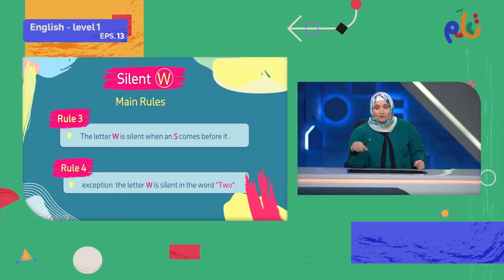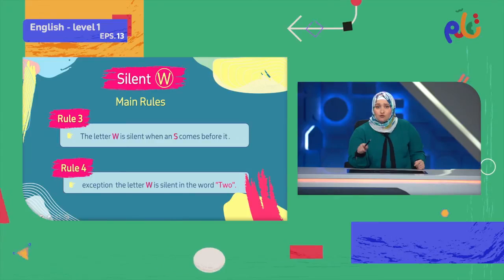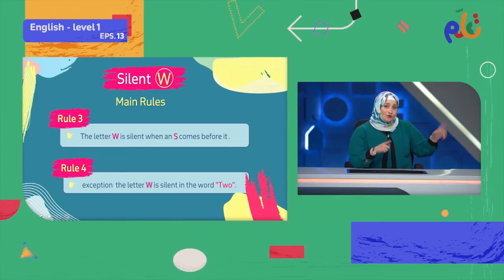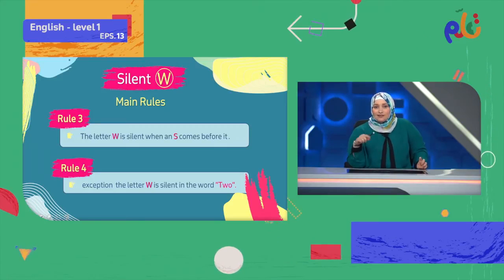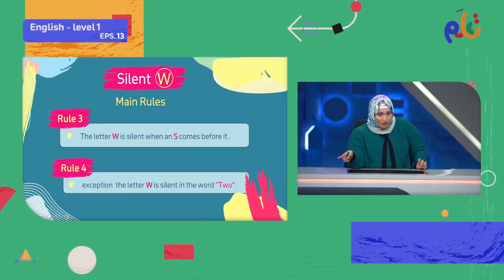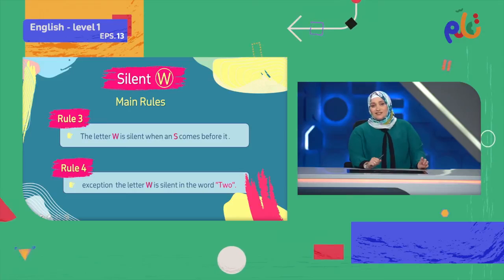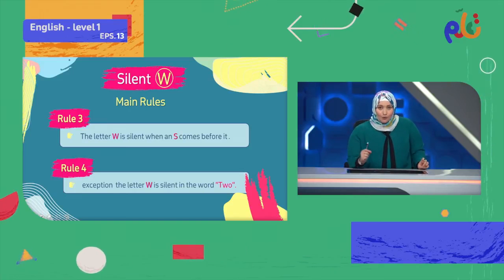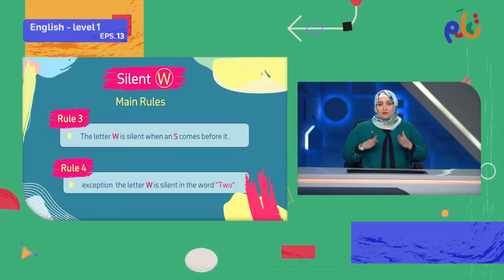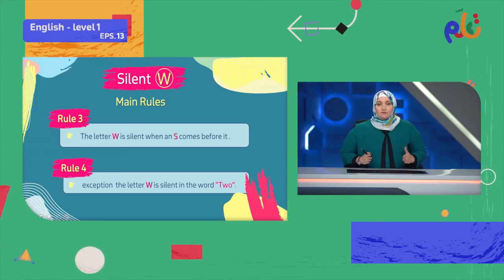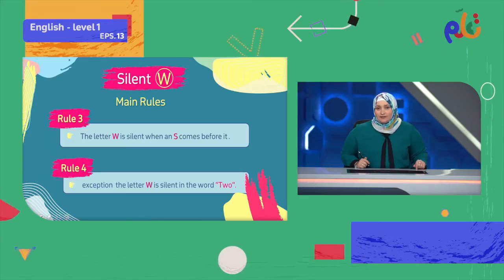طبعا to بنتلخبط فيها كتير قوي ما بين to وما بين I'm going to وما بين too much، ودي we are going to learn it in different homophones. دي هنتعلمها في درس تاني اسمه homophones. To we do not pronounce the W. ده الاكسبشن الوحيد، كلمة to in English مش بننطق فيها حرف ال W.